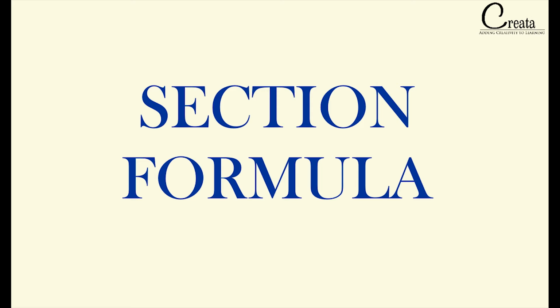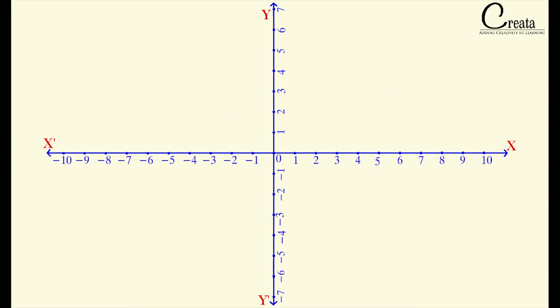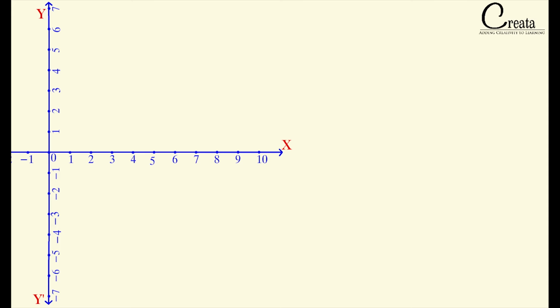Welcome to Creata classes. In this lecture, we will study the section formula. For explaining the section formula, let's check our coordinate system, and also we will take the 2 points, that is point A and point B. On joining point A and point B, we got a line segment AB. Let's assume a point P on this line segment AB. This point P is dividing this line segment AB into certain ratio.